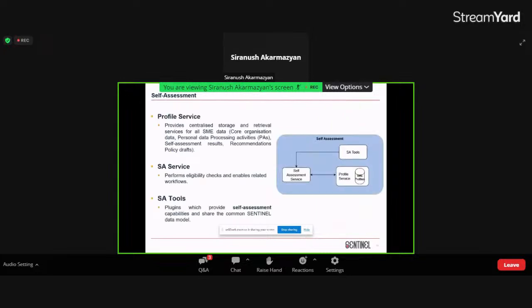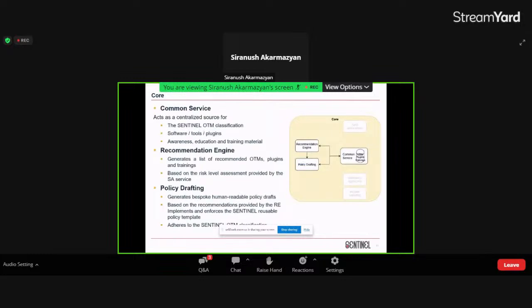The second module, which is the self-assessment, provides centralized storage and retrieval services for all SME data. Its core organization data, personal data processing activities, everything is stored in a profile service. It performs eligibility checks and enables related workflows, as well as provides plugins which conduct self-assessment capability and share the common Sentinel data model.